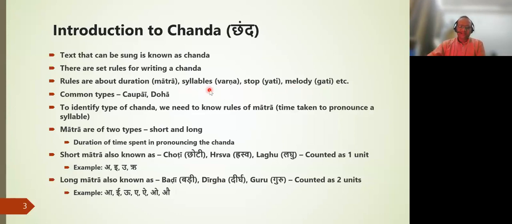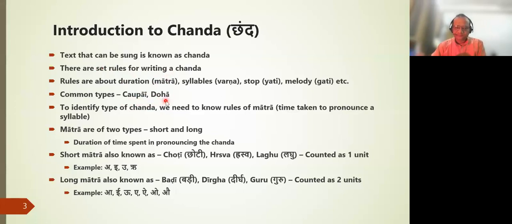Among Sanskrit chands, we know some names, Anushtup, Shardul Vikridit, Trishtup, etc. But more commonly, people know, for example, Chaupai. Tulsi Das ji's Ramcharit Manas is written in Chaupai, and Kabir Das ji's Doha are very famous. So both Chaupai and Doha are chand, because there are set rules for writing a Chaupai and set rules for writing a Doha.